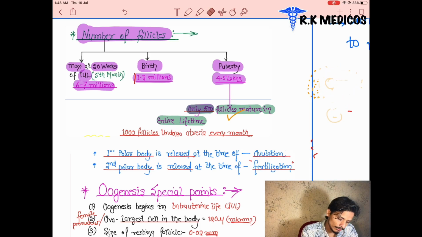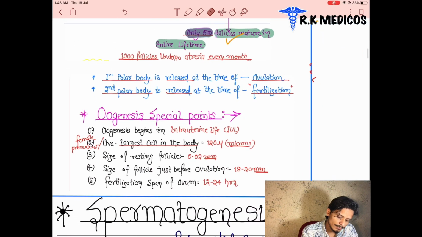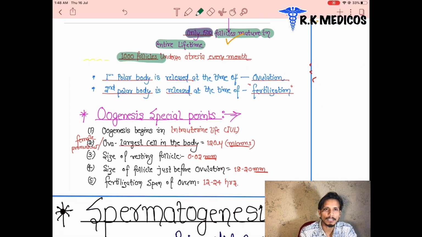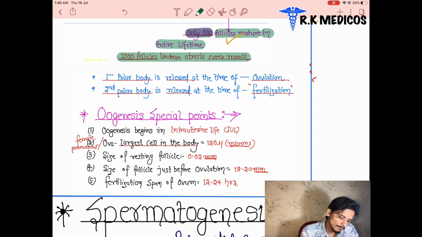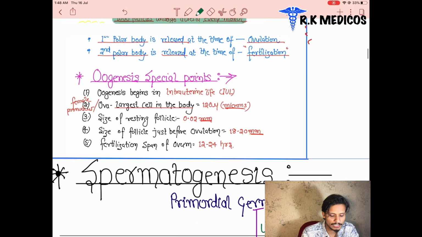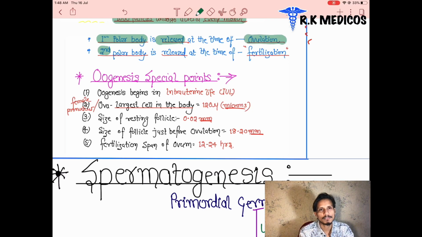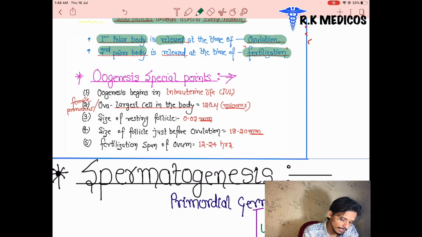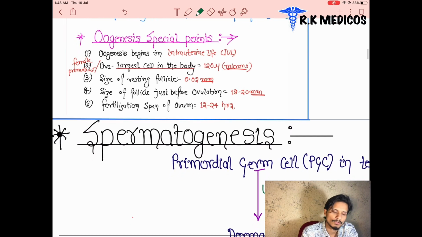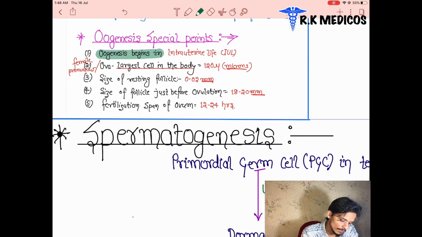Thousands of follicles undergo atresia, meaning they degenerate or get damaged each and every month of the menstrual cycle. Next, the first polar body is released when ovulation happens, and the second polar body is formed when fertilization happens. As already told, when the sperm is present, the second polar body is formed. Oogenesis has some special points. Oogenesis begins in intrauterine life, and the ovum is the largest cell in our body, with a diameter of 120 micron.